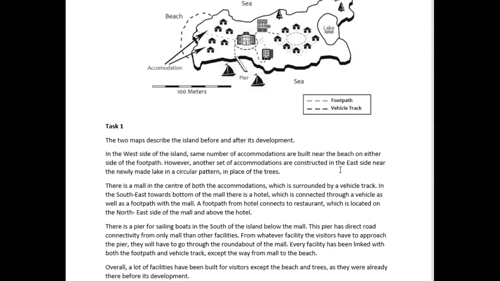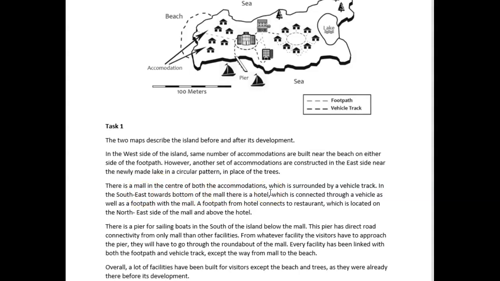Okay, there is a mall in the center of, not in the center of both accommodations, that's not true. It's in the center of the island, or you could say in between both areas of accommodation. That would have made sense, which is surrounded by a vehicle track. Again, this "which" is a little confusing, because is it referring to the accommodations or is it referring to the mall? So you have to be careful.